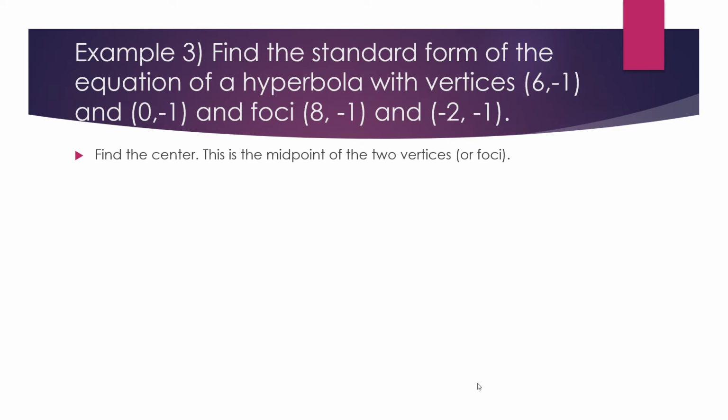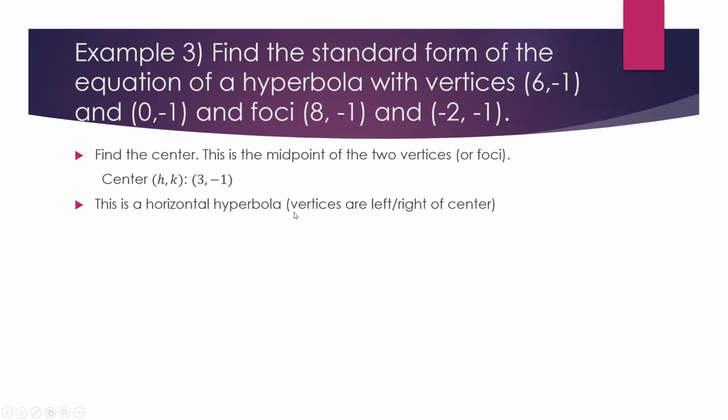It doesn't matter which ones you use. You just can't use one vertex and one focus, okay? Either use both vertices or use both foci. So using the vertices, because they're smaller numbers in this case, in my opinion, the point that's in the middle of (6, -1) and (0, -1) is (3, -1). So h is going to be 3 and -1 is going to be our k.